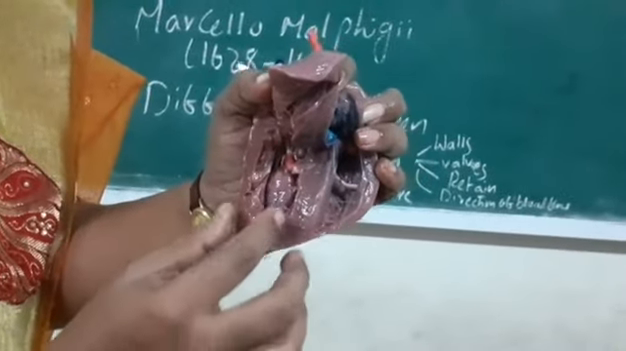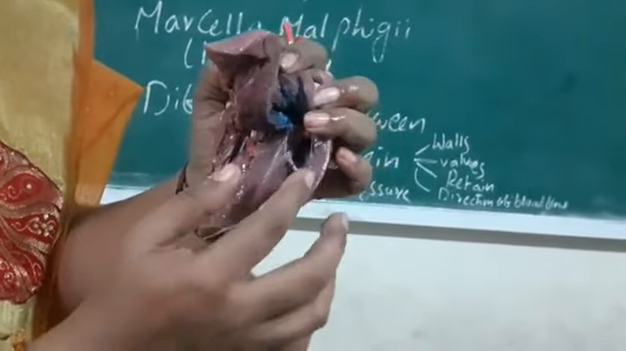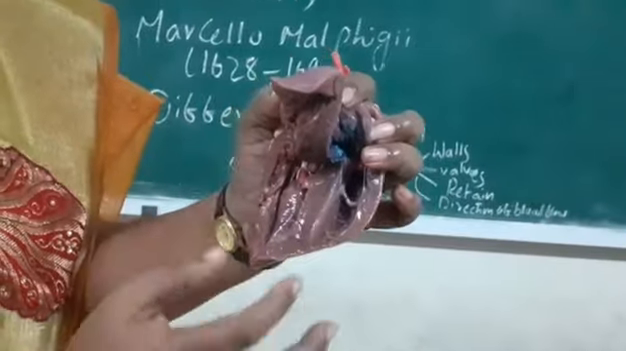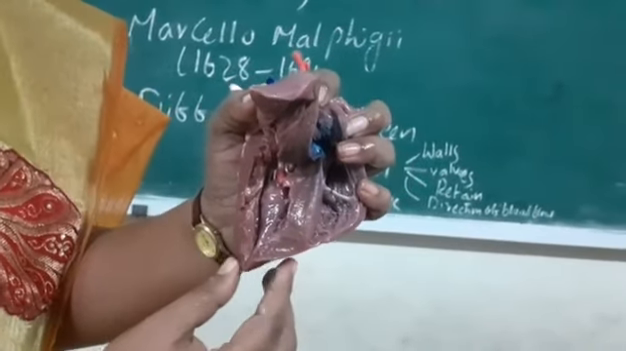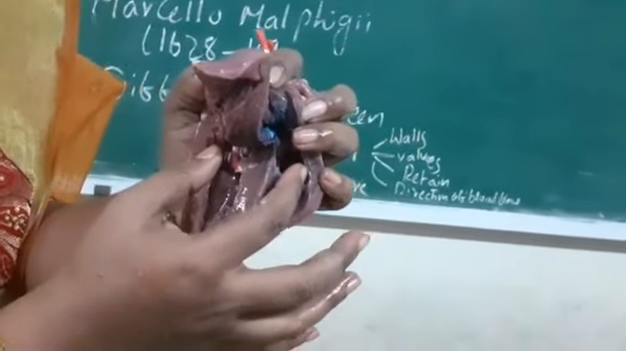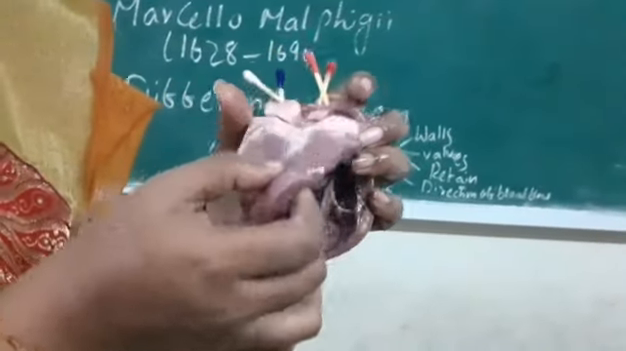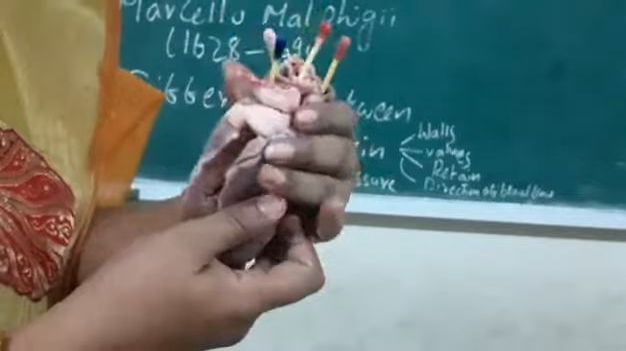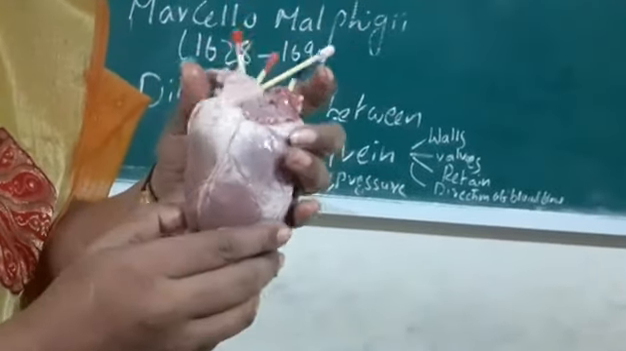And when we see the walls of the ventricles, they are thicker than the auricles, because the ventricles have to pump the blood to the different parts of the body. The auricles just receive the blood from the upper parts of the body. So from this we have seen the external structure and internal structure of the heart.